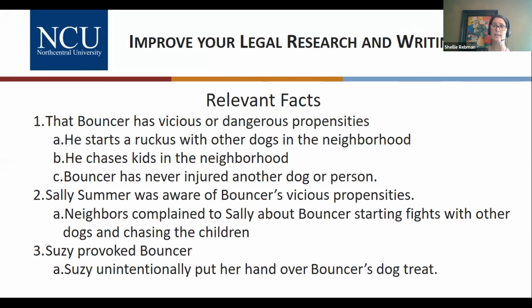For the second element, that Sally Summer was aware of Bouncer's vicious propensities, there were neighbors who complained to Sally about Bouncer starting fights with other dogs and chasing the children. And then there was his behavior as he was up on the front porch with her, growling and barking at other dogs. Then you have the defense of provocation. And here, Susie unintentionally put her hand over Bouncer's dog treat. So that clearly can be considered provocation.